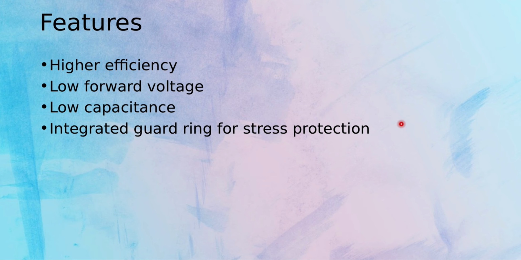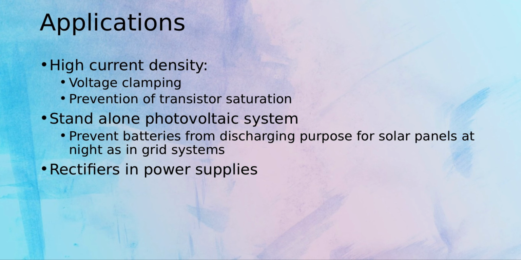Let's also see the applications of a Schottky diode. A Schottky diode has high current density since it can conduct more electricity because it's a combination of metal and a semiconductor. So it's used in high voltage clamping. Now clamping is nothing but you hold the voltage and you limit the current flow. You also use it to prevent transistor saturation. A transistor is a 3-terminal semiconductor device, which we'll be learning in the later part of this course.